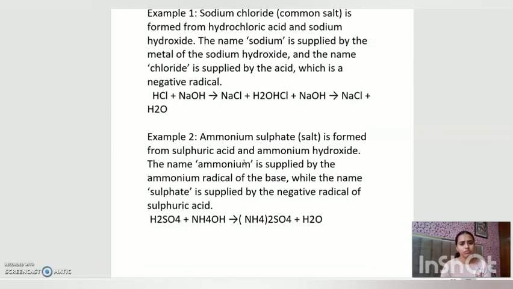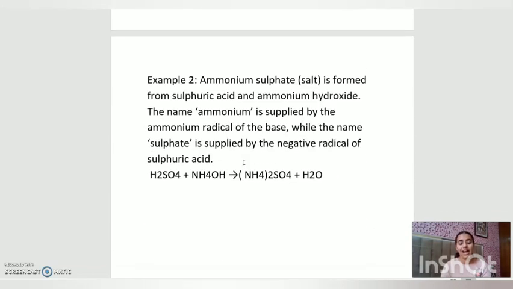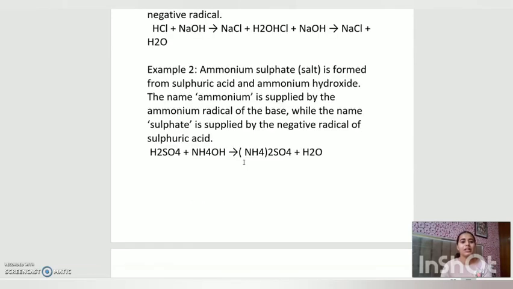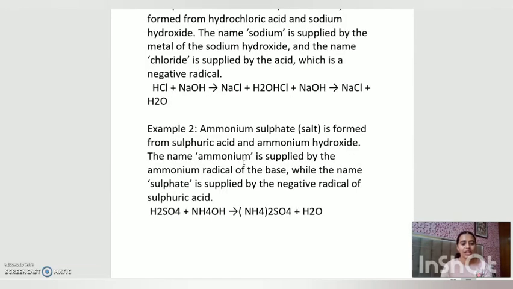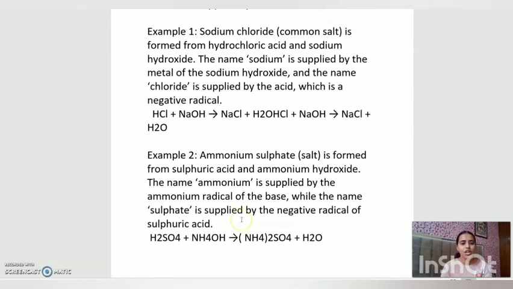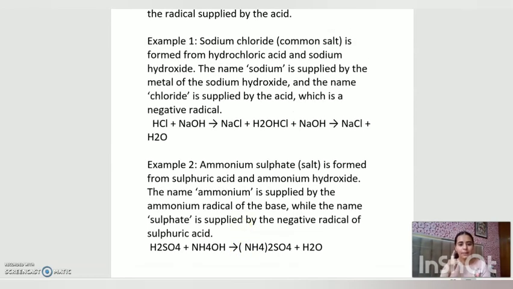Okay, it is repeated. I think there is some kind of problem in my laptop. Maybe the things are repeated again. So these are the same two examples, students. No need of writing that. So example number 1 is sodium chloride and example number 2 is ammonium sulfate. Till H2O, our answer will be completed, right?